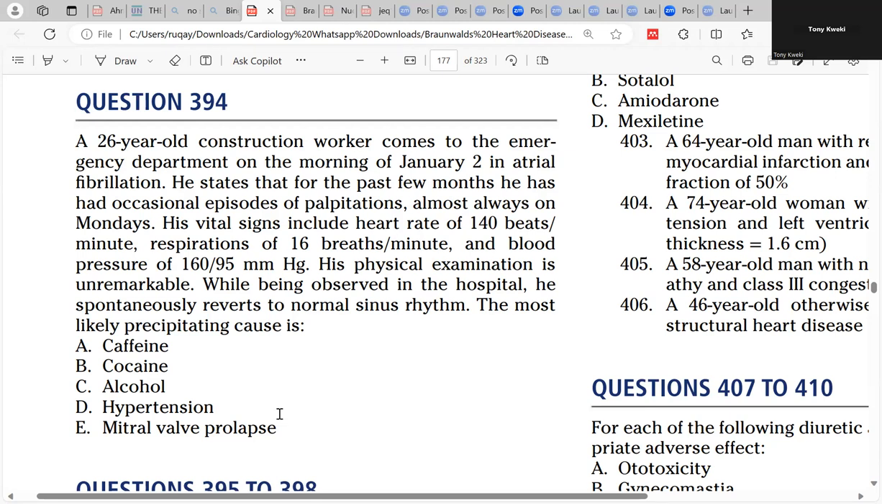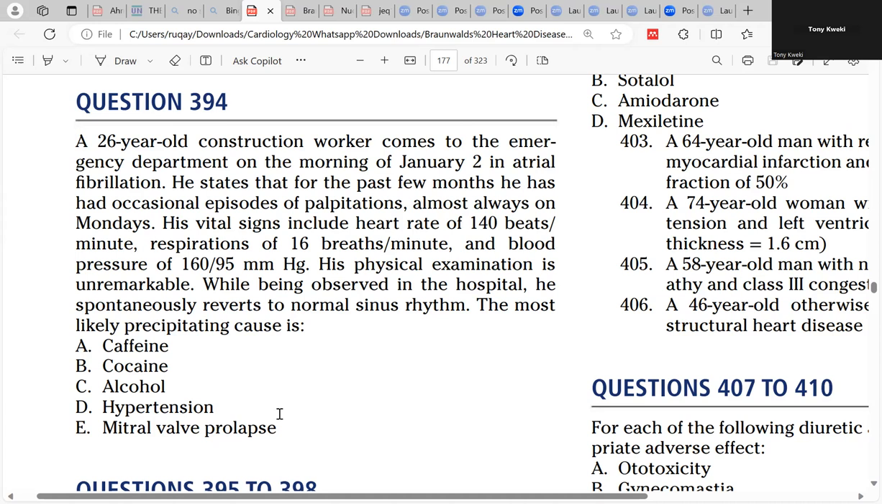Let's pay attention to the history. He's a young man, and it seems to have a kind of pattern. He came on January 2nd, after a lot of holidays for the new year, so most likely he must have taken lots of alcoholic drinks. If you recall the holiday heart syndrome, this is likely what this patient is having. So the most likely precipitating cause for this patient is alcohol, which is C. So the answer to 394 is C.